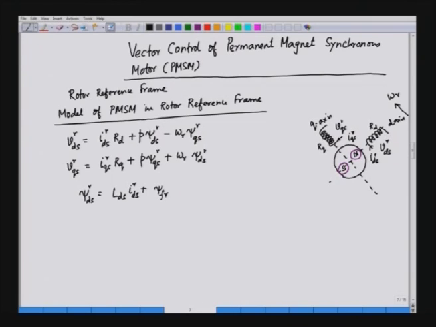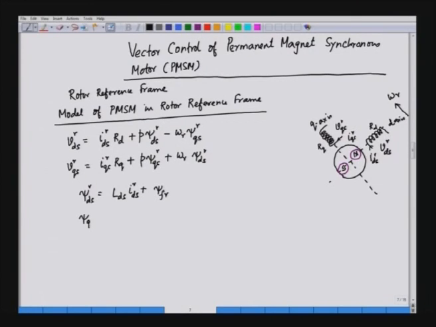Now, in this case the LDS is the D axis inductance of the stator. Similarly, we can have the flux linkage for Q axis. The flux linkage for Q axis psi QS is given as LQS into IQS R. In the Q axis there is no magnet, it is iron. In the D axis we have the magnet, these are the magnets. So, we have magnet in the D axis, and in the Q axis there is no magnet.